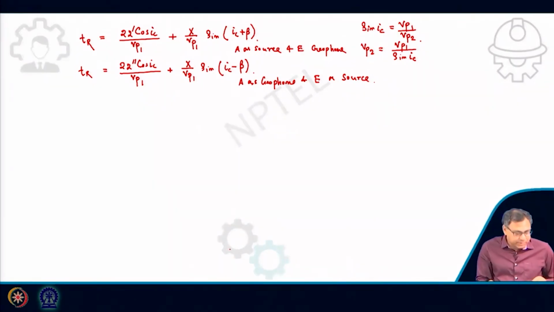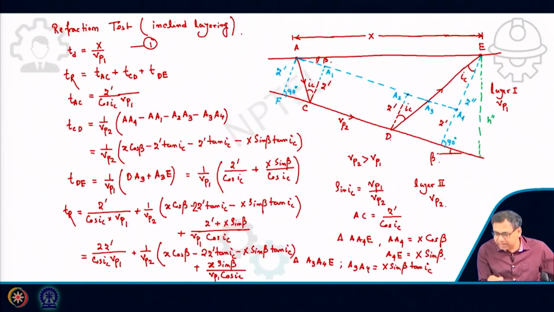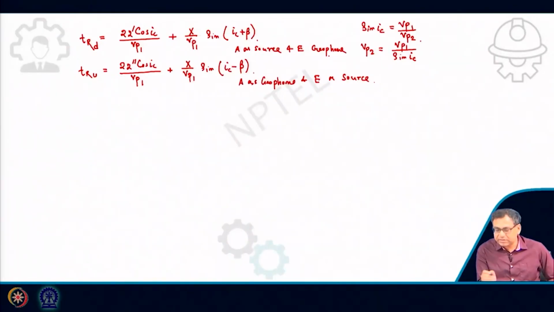Okay. Now, here what we are writing is TR down and TR up. What is the meaning of that? TR down means it is going in the downward direction, and TR up means it is going up. So, when A is the source and E is the geophone or receiver, it is written as TR down, and the opposite one is TR up.